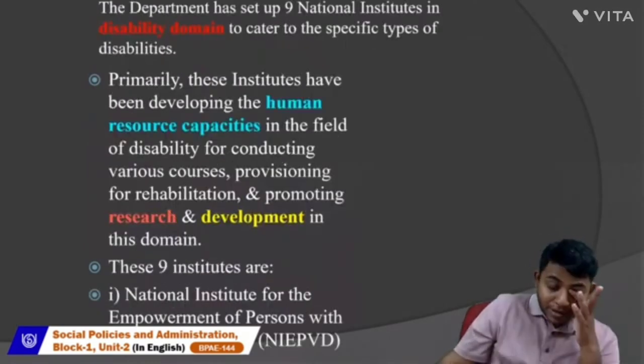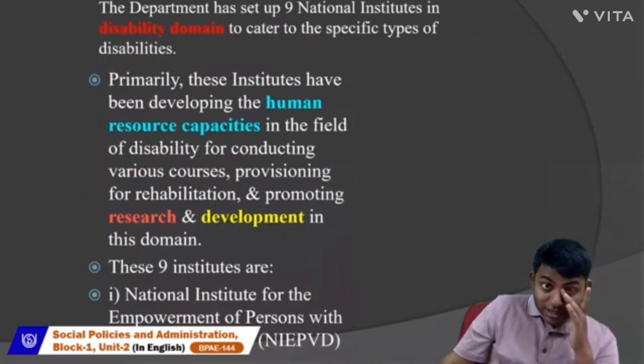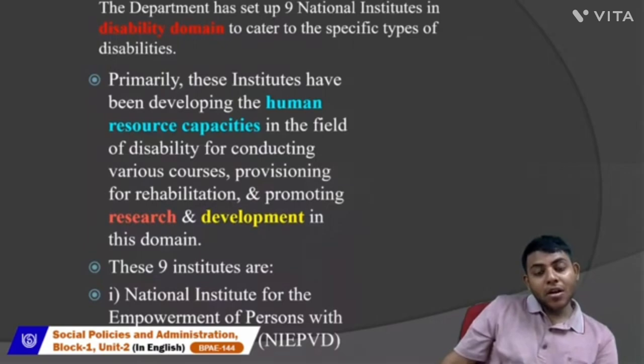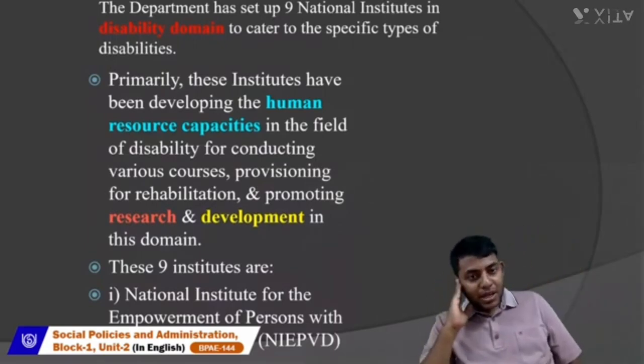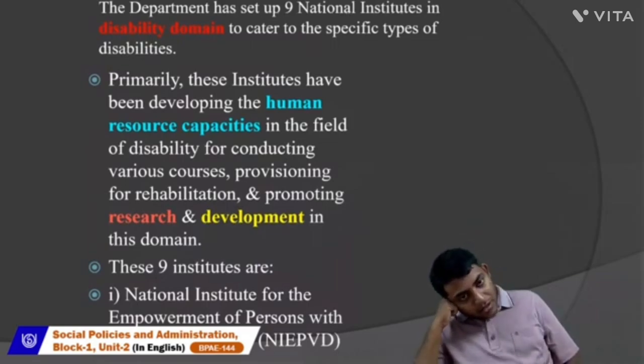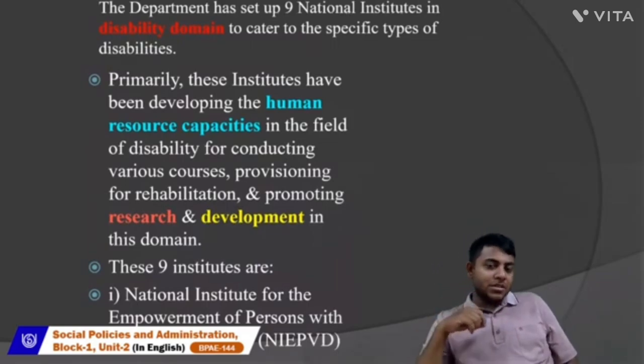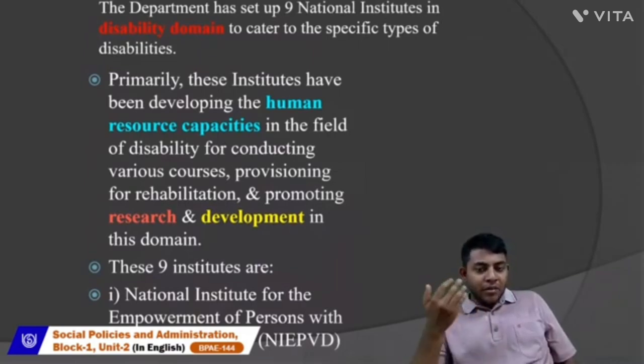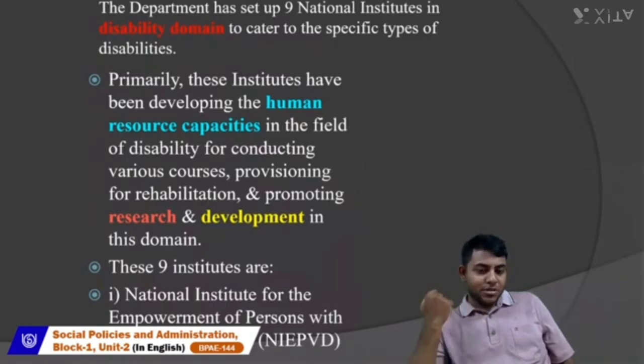So this Department for Empowerment of Persons with Disabilities has set up 9 national institutes in the disability domain to cater to the specific types of disabilities. So primarily, these institutes have been developing the human resource capacities in the field of disability for conducting various courses, provisioning for rehabilitation and promoting research and development in this domain. So what are these 9 institutes?